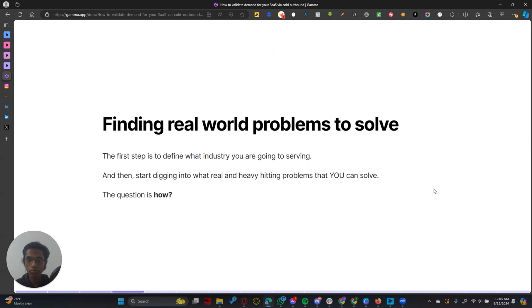Now, how do we find real-world problems to solve? The first step is to define what industry you're going to be serving and then start digging into what real and heavy-hitting problems in that industry that you can solve specifically. Again, the question here is how exactly do you go about doing that?